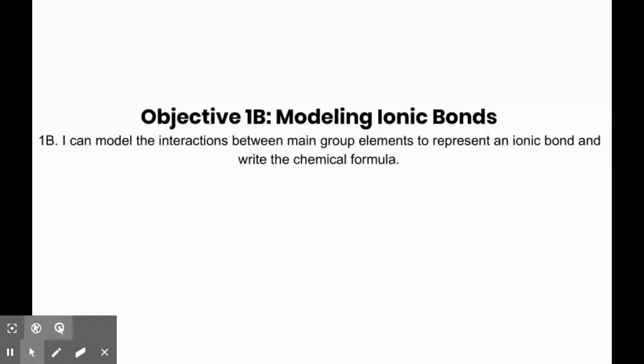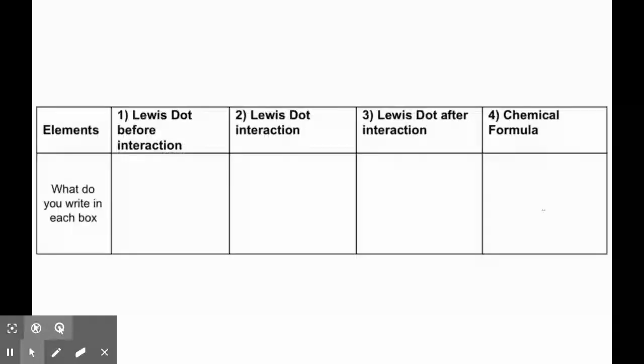So in this video we will learn how to model the interactions of the electrons between the main group elements in an ionic bond, and then write the chemical formula. So first we're just going to take some notes on what goes in what box.